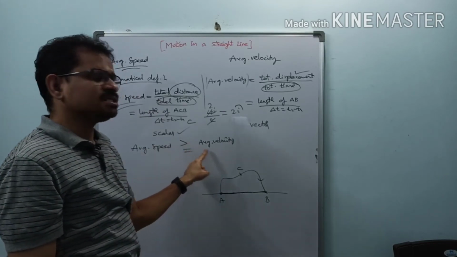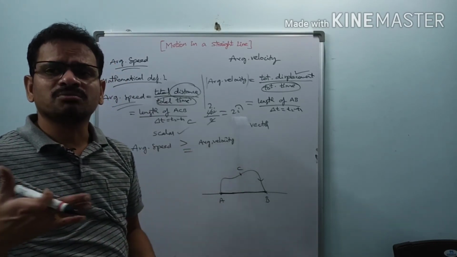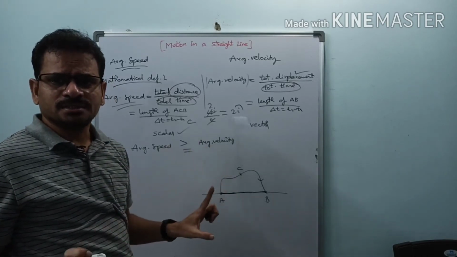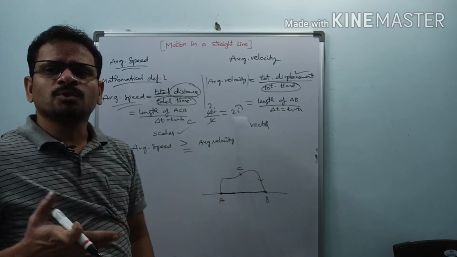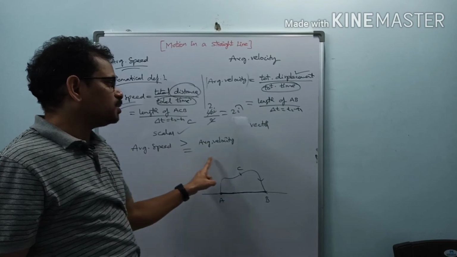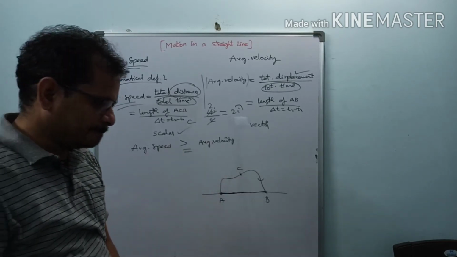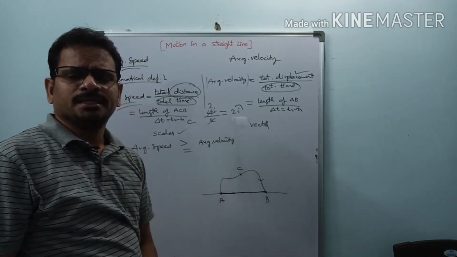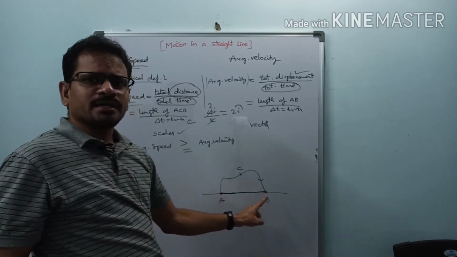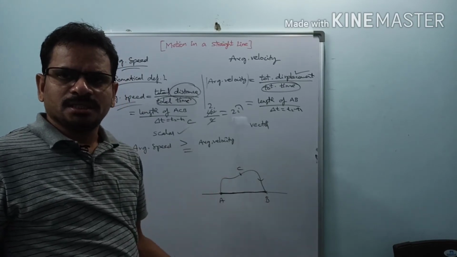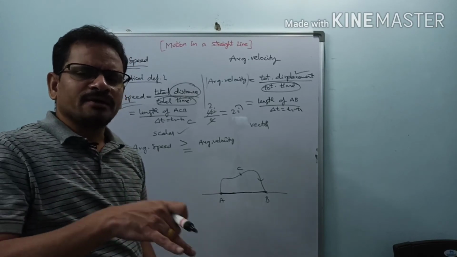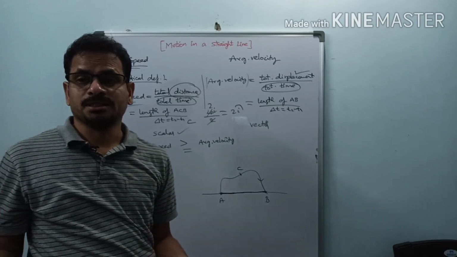Average speed is greater than average velocity when the particle does not move in a straight line joining initial and final points. And when the particle moves along a straight line from initial point to final point, average speed is equal to average velocity. One question: when the motion is not along a straight line, average speed is greater than average velocity. Is it sufficient if the motion is along a straight line? Can you then say that average speed is equal to average velocity? No, we cannot say. Why?